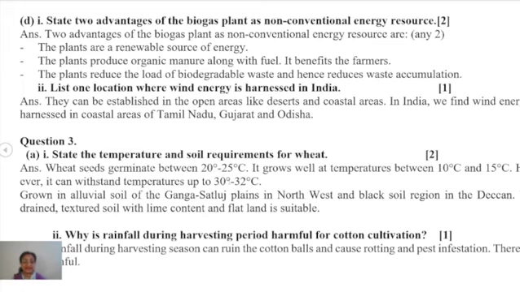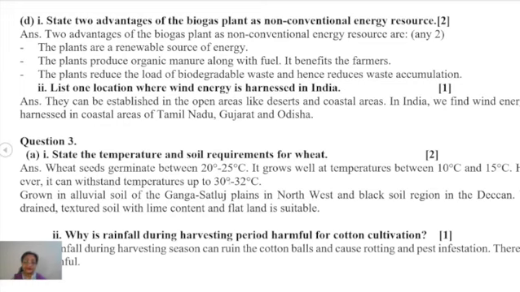So that is the maximum. It is mainly grown in alluvial soil of the Ganga-Satluj plains and the black soil region of peninsular India. Well drained, textured soil with lime content and flat leveled land is suitable for the cultivation of wheat. These are the requirements for wheat cultivation.